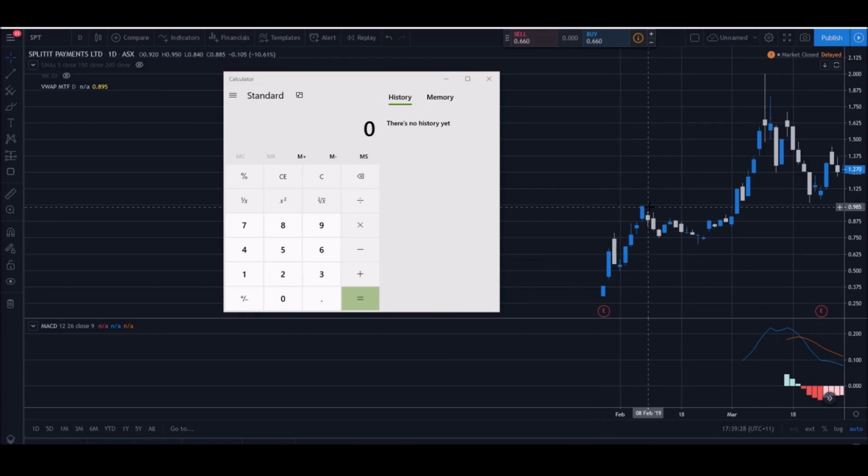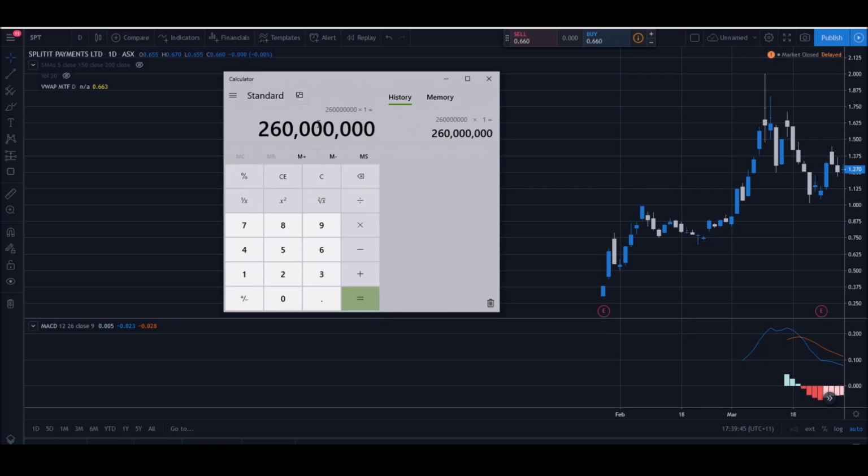So if we look at the stock price movement, we can see it IPO'd at 30 cents and moved all the way up to $1 in the space of just under 2 weeks. So it IPO'd 50% higher because the issue price was 20 cents. It IPO'd at 30 and moved up to $1. So if we look at the market cap, it was 260 million shares multiplied by $1. So it was $260 million when it hit $1.